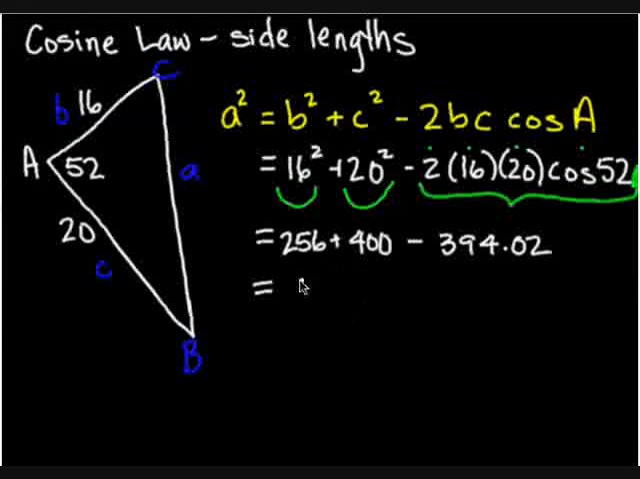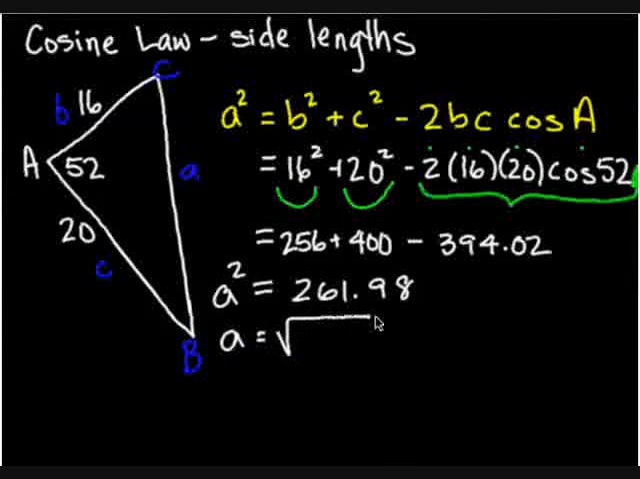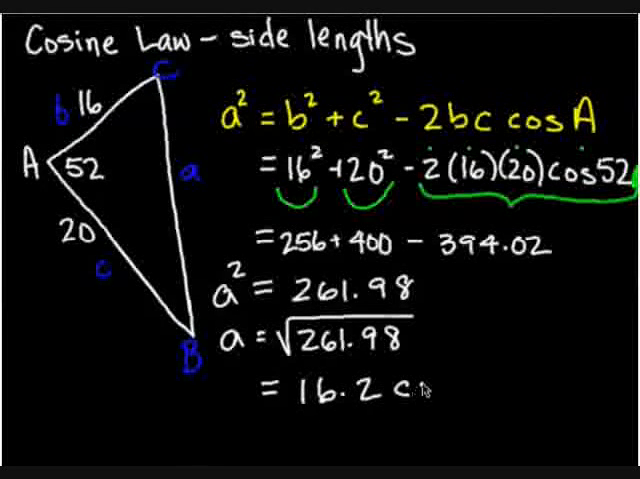Once you calculate all that, I come up with 261.98, and remembering that we have a squared here, so to find A, we have to take the square root of that number, and our answer should be 16.2 centimeters. So triangle not drawn to scale, but we've done the math correctly nonetheless. And that's it.